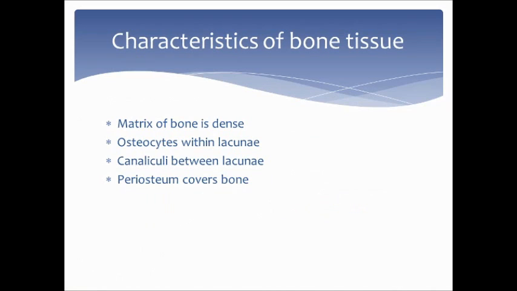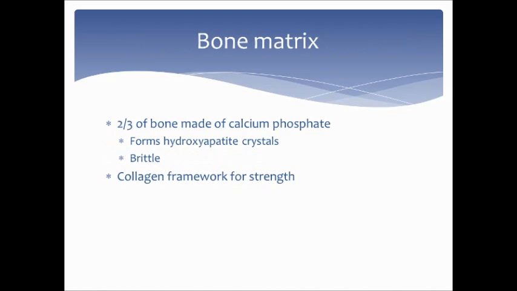So, bone tissue. The matrix of the bone is dense because of these calcium salt deposits that are found within the bone. We will also find osteocytes, or bone cells, within lacunae. Between these lacunae, we will find canaliculi where they communicate, and surrounding the entire bone will be the periosteum, or fibrous sheath.